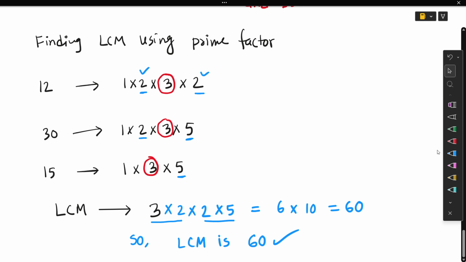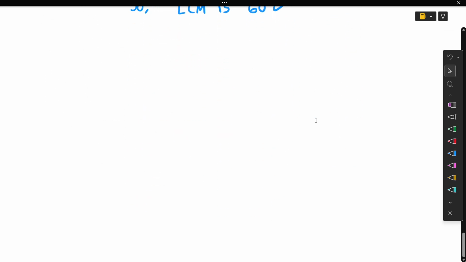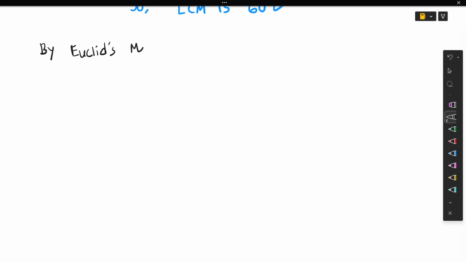Now let's use the Euclid process. By the Euclid method, we have 12, 15, 30. Now we only have to take a common divisor. Let's say first we take 3. 12 gets 4 times, 15 goes 5 times, and 30 goes 10 times.